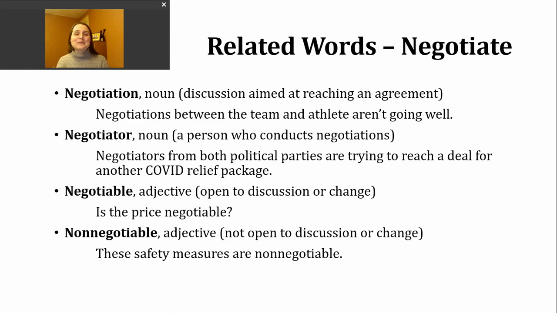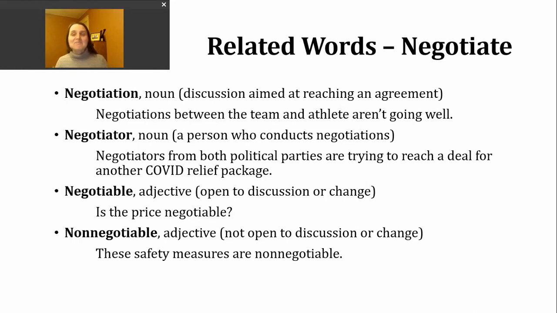Related to the noun negotiation is negotiator. Again, another noun. This is just a person who conducts negotiations. So a person who conducts these discussions that hopefully will lead to an agreement. Here's an example sentence with this noun. Negotiators from both political parties are trying to reach a deal for another COVID relief package.